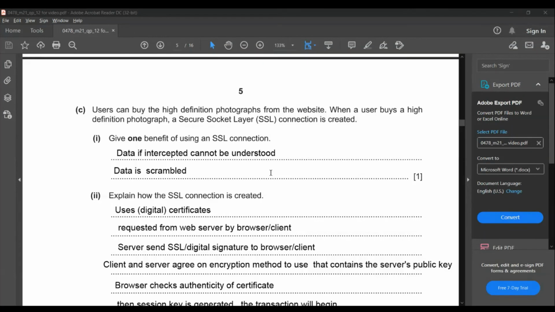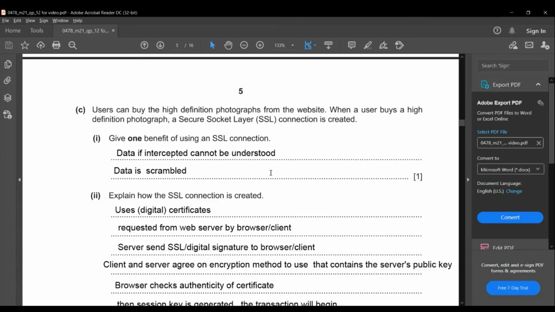The subdivision is: users can buy the high definition photographs from the website. When a user buys a high definition photograph, a secure socket layer connection is created. Give one benefit of using an SSL connection. As the name suggests, secure socket layer is used for security or a secure connection. Data, if intercepted, cannot be understood since the data is scrambled. This is all you need to write for a 1-mark question.